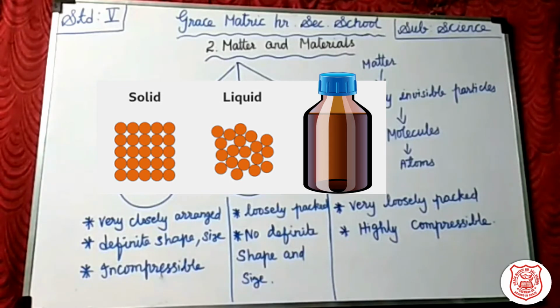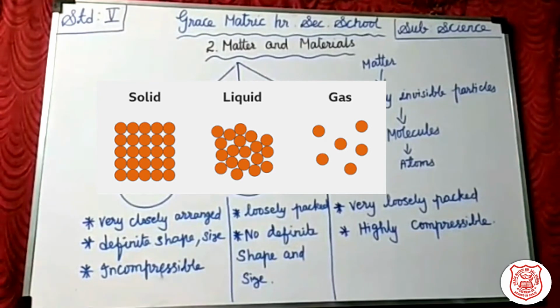They take the shape of the container in which they are filled. Like a water bottle, if you fill it, it takes the shape of that bottle. The water moves from one place to another. This is because the molecules in a liquid are loosely packed, so liquids can flow freely.